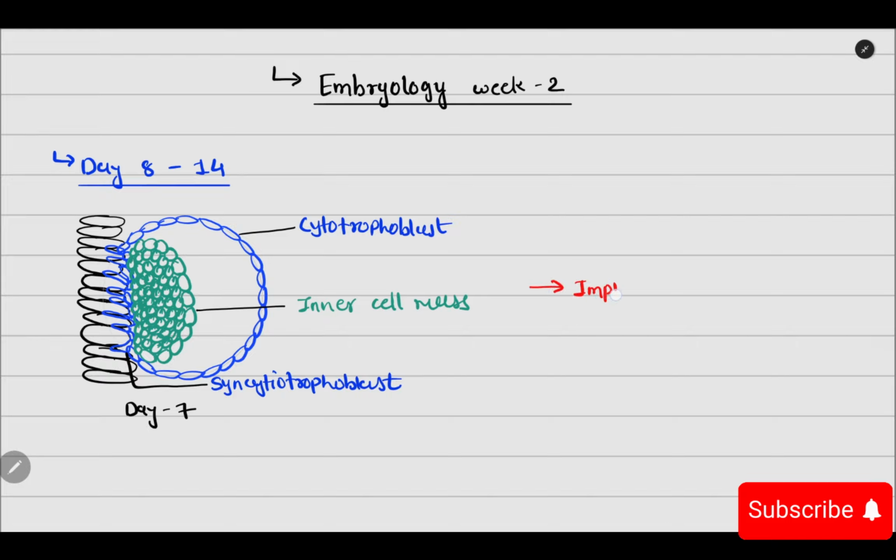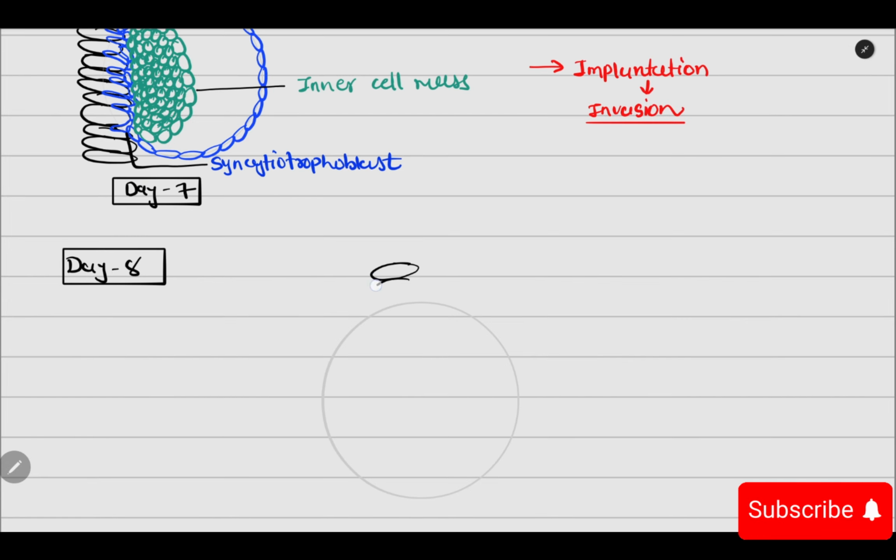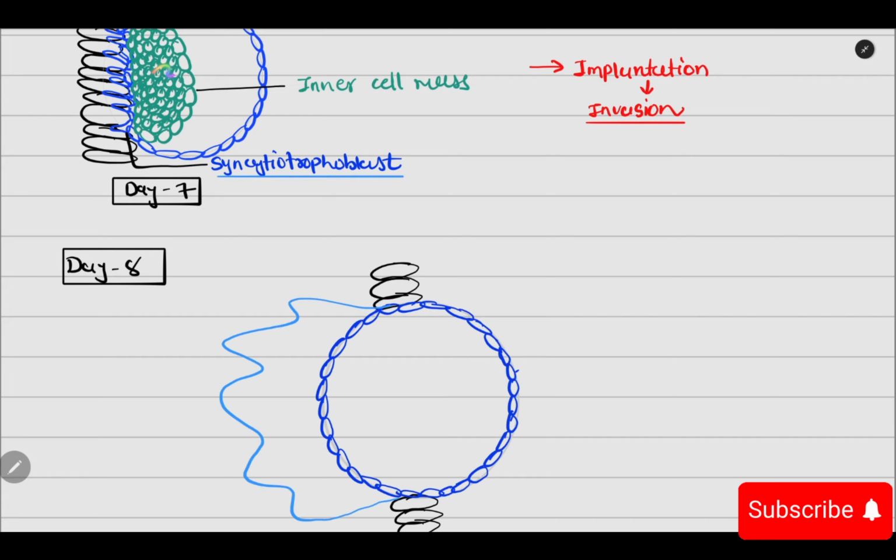Implantation begins at day 6 and invasion starts. And now on day 8 invasion progresses, and the embryo invades endometrial cells further. A cytotrophoblast surrounds the inner cell mass. Syncytiotrophoblast continues to invade deeper into the endometrium. The inner cell mass is also known as the embryoblast because it will eventually form the embryo.